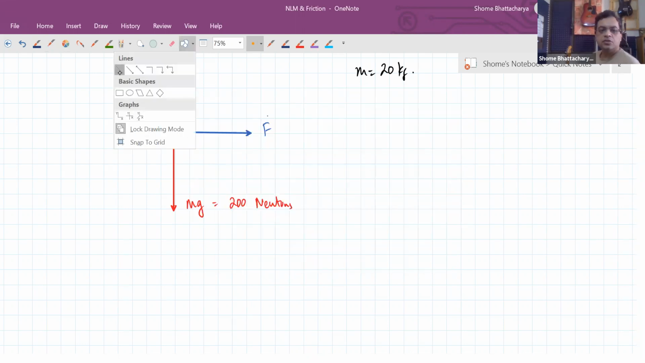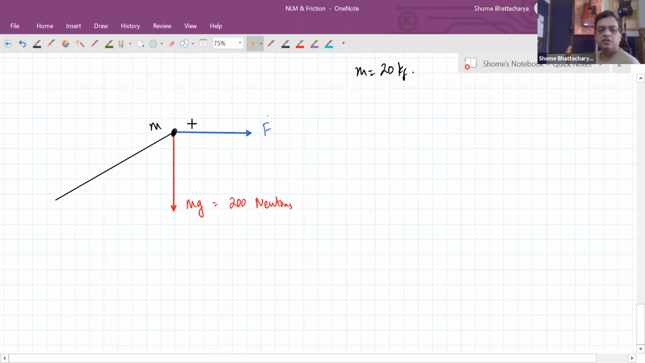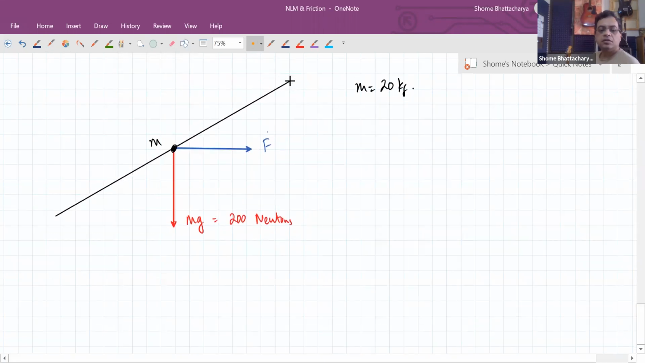Okay. And now the other thing which will become very significant is the direction of the normal reaction. So for that, we have to understand this very carefully, that the inclined plane is, let us say, along this axis. This inclined plane is at an angle of theta with respect to the horizontal. So the direction in which the normal contact force acts will be like this. It will be perpendicular to this inclined plane. It will act along this axis.